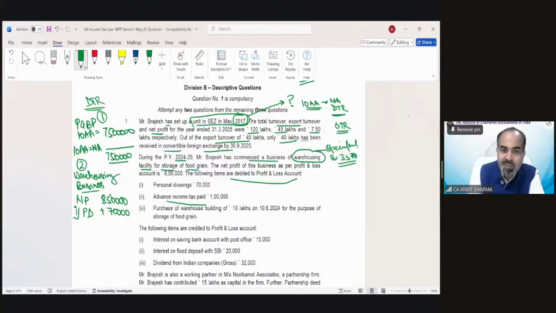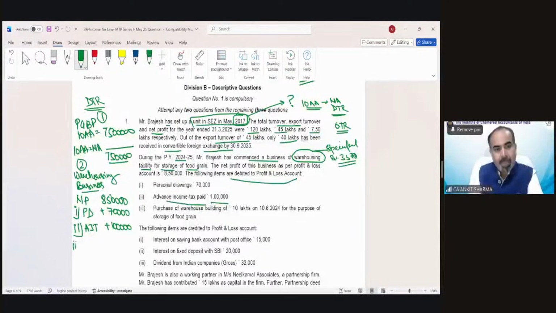Advance income tax paid, 1 lakh rupees. What do I need to do? Add, reduce, or ignore? Of course, add. So advance income tax needs to be added back.